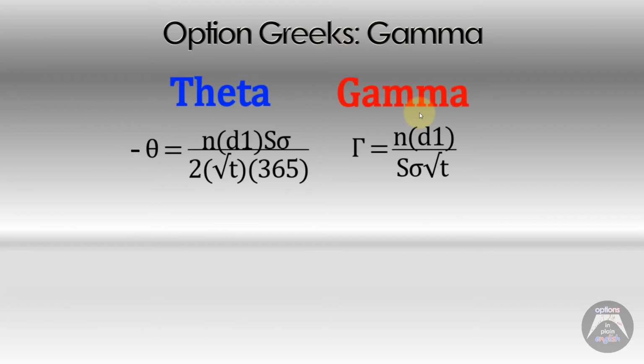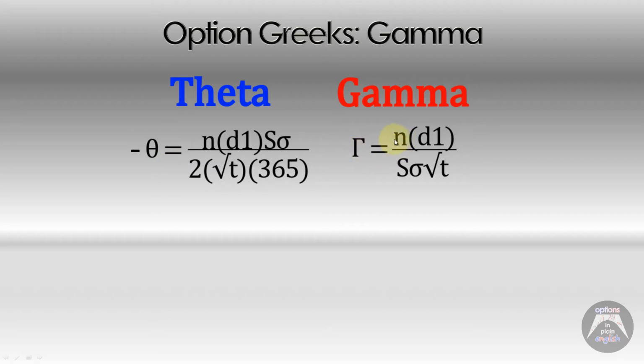Now if we think about theta and gamma, how similar those graphs were, we notice that theta has a very similar graph, and this is the formula for theta. It's the same elements, just arranged in a different way. You have the standard normal distribution of D1, stock price, implied volatility, divided by 2 times the square root of time, and 365. This is the negative value because theta, if you're long an option, is going to affect you negatively.